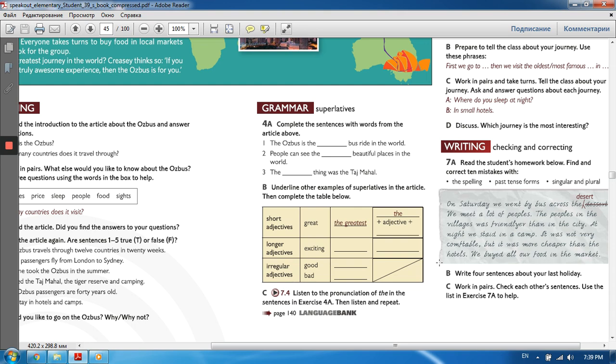Dear students, at last I wanted you to write 4 sentences about your last holiday. It doesn't matter that you went to some place of our country or a foreign country.